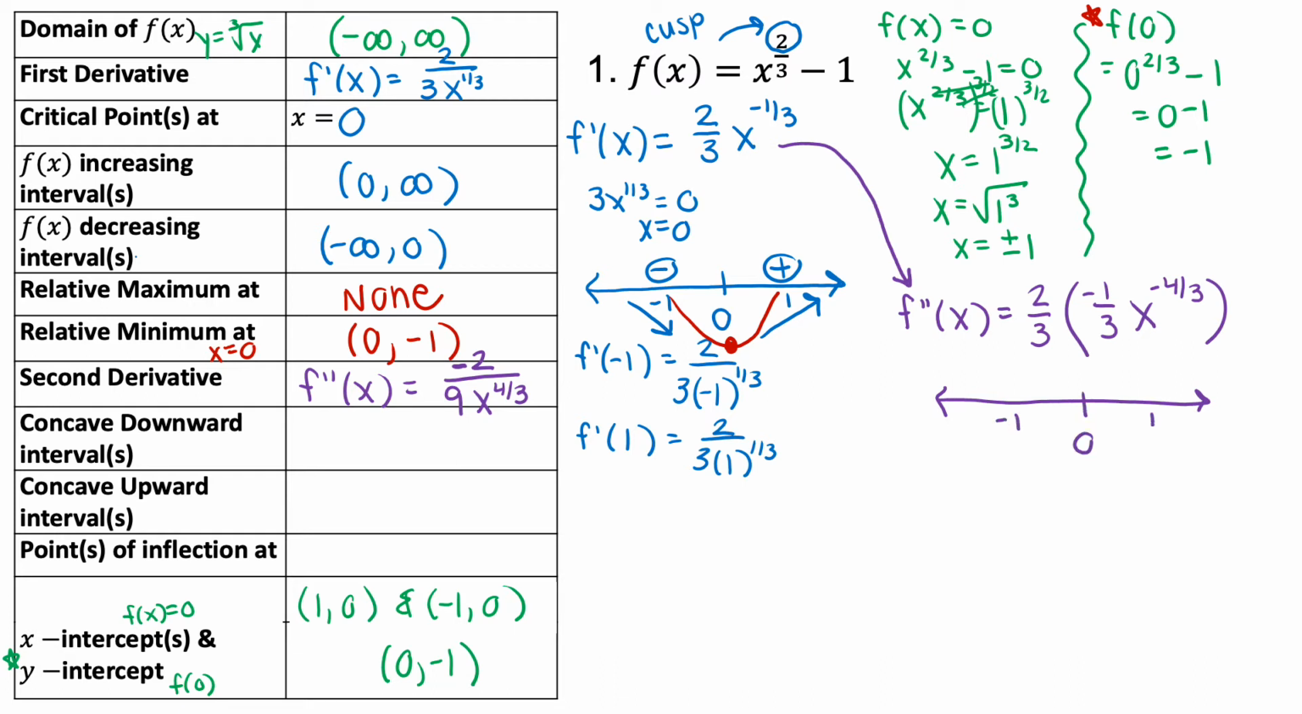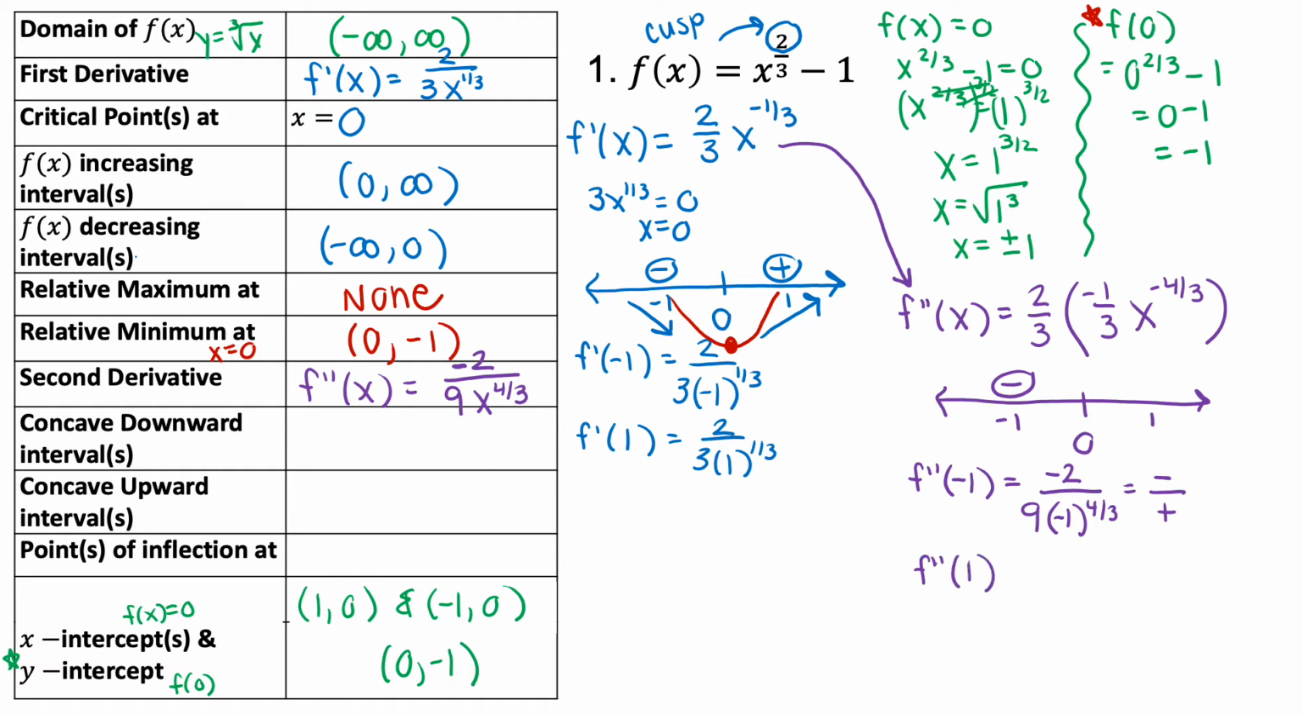Again, we're going to test around, and because now we're looking at concavity, we want to test in our second derivative. So the second derivative evaluated at -1 would give us -2 over 9 times -1 to the 4/3. Now remember that 4/3 means we're taking that -1 to the 4th power. Because it's even, that's always going to be a positive value. -1 times -1 times -1 times -1 is going to become positive. So this is going to give us a negative value over a positive value will be negative.